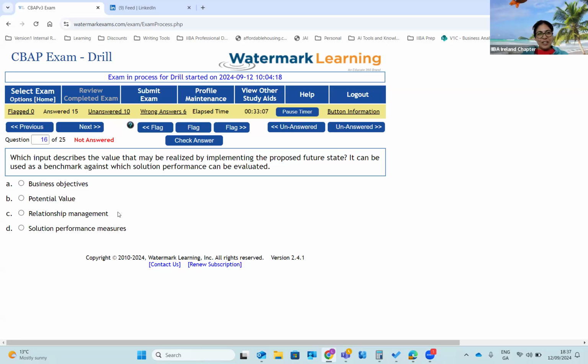Okay. Which input describes the value that may be realized by implementing the proposed future state? It can be used as a benchmark against which solution performance can be evaluated. Business objectives, potential value, relationship management, solution performance measures. I've got 1 A. Okay.